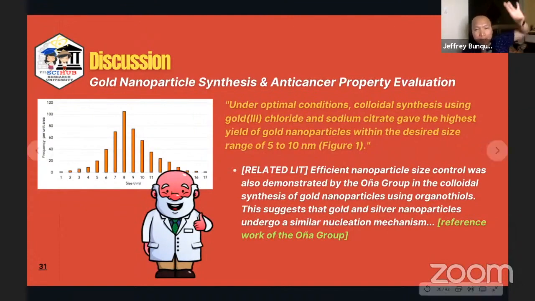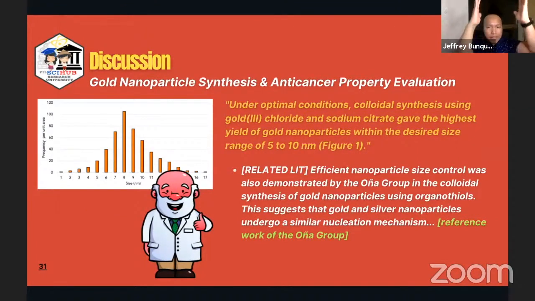Okay, so for example, second example, dun sa ating result section, we talked about yung selectivity to 5 to 10 nanometers. So sabi, under optimal conditions, colloidal synthesis using gold chloride and sodium citrate gave the highest yield within the 5 to 10 nanometer size range. You can follow it up with a couple of statements, mentioning studies reported in the open literature. So efficient nanoparticle size control was also demonstrated by the group of Professor J.P. Onya in the colloidal synthesis of gold nanoparticles using organothiol. So ang pinagkaiba dito, kayo as a researcher, ginamit niyo sodium citrate. Si Professor J.P. Onya, ginamit niya ay organosulfur compounds. So na-observe pala niya ay parehas din.